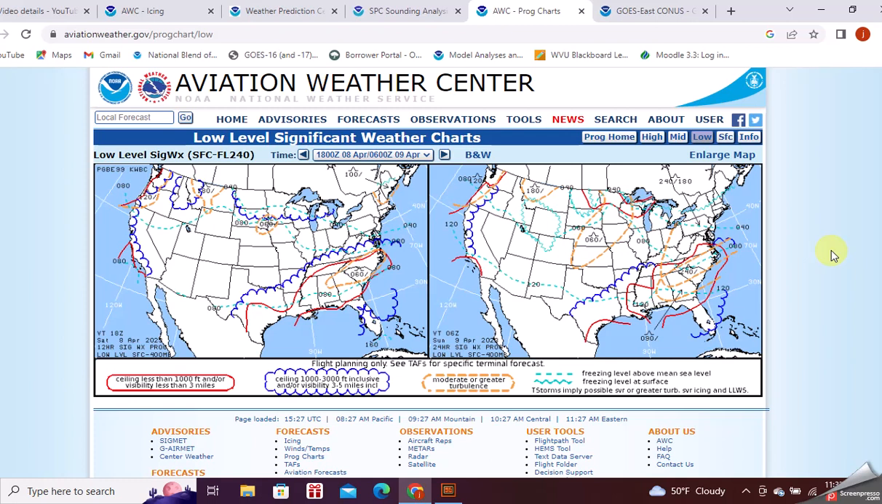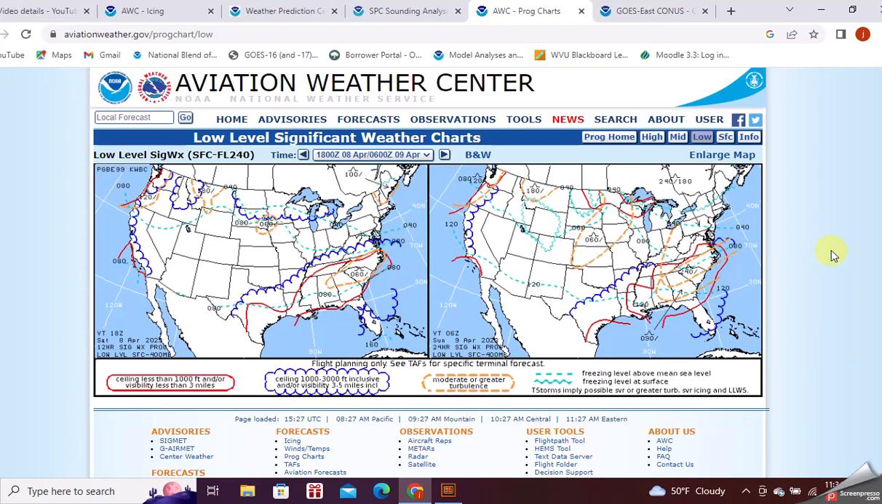Each individual has the experience level and the ability to handle different ceilings and different weather conditions. You've got to judge how well you are, how much experience you have, how much knowledge you have. And yes, most of you are training to be professional pilots, so I want you to have a lot of knowledge. But when you're flying into some areas, you're going to run into IFR conditions.